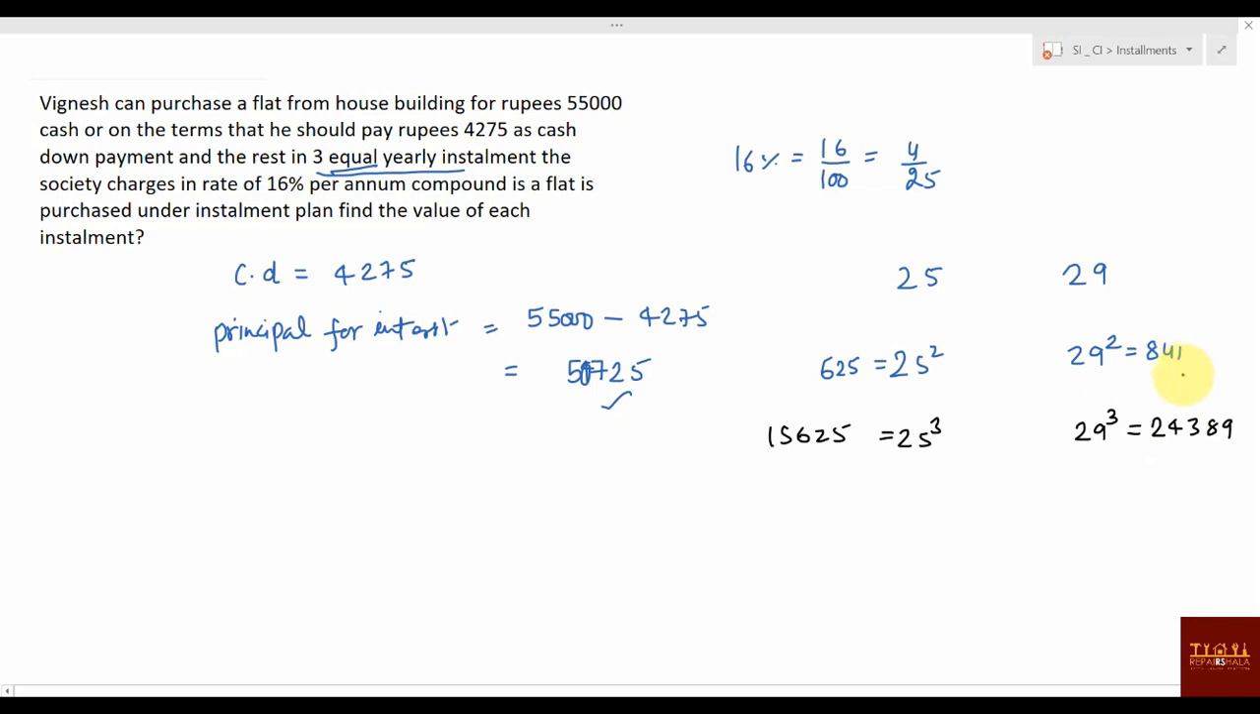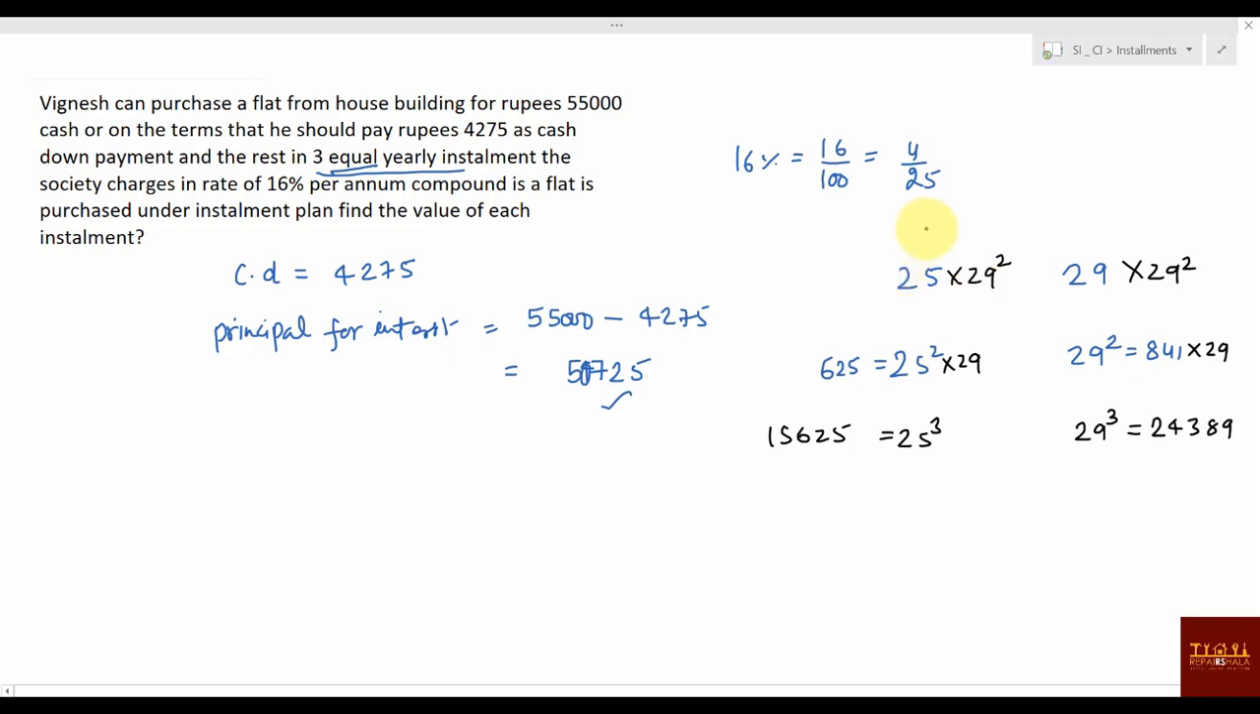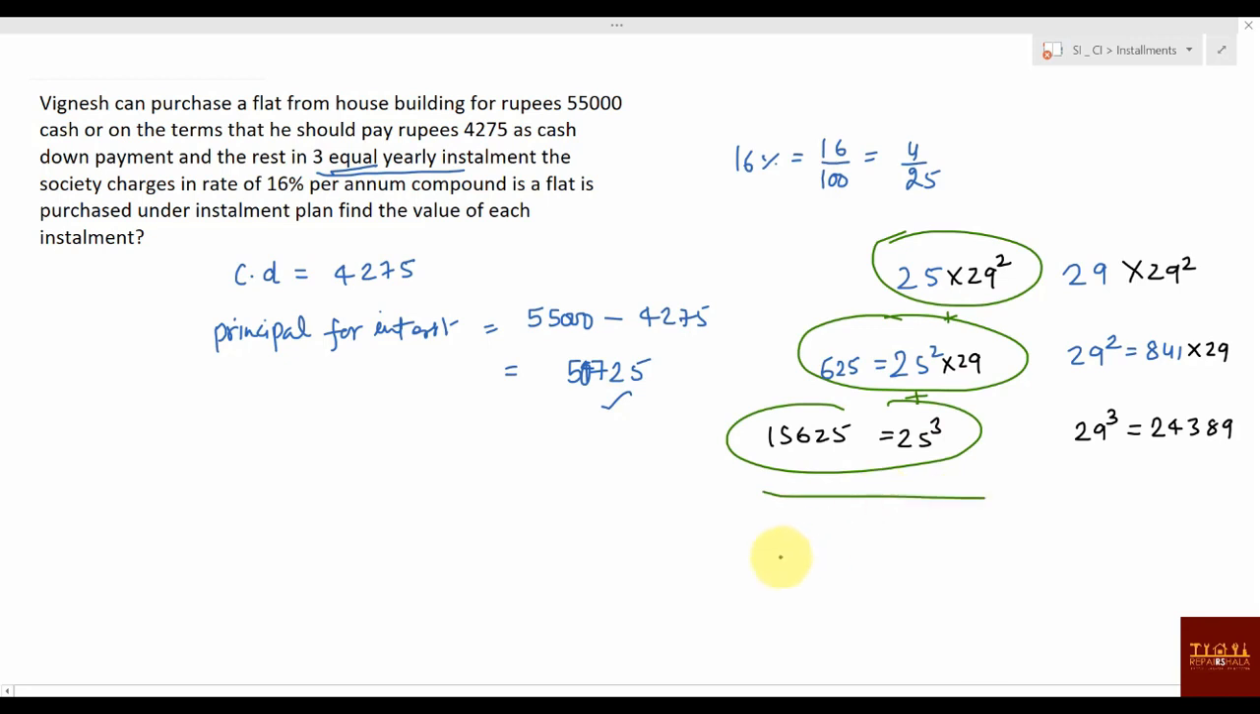Right. So you have this installment, and the installment should be equal. So what you will do? You will multiply here with 29, here also with 29, and here you have to multiply with 29 whole square, and here also with 29 whole square. Now, this one plus this one plus this one, if you add it, it will give the principal. And this principal corresponds to 55,000 or to 50,725. Okay. Now start solving. Find the value for this.